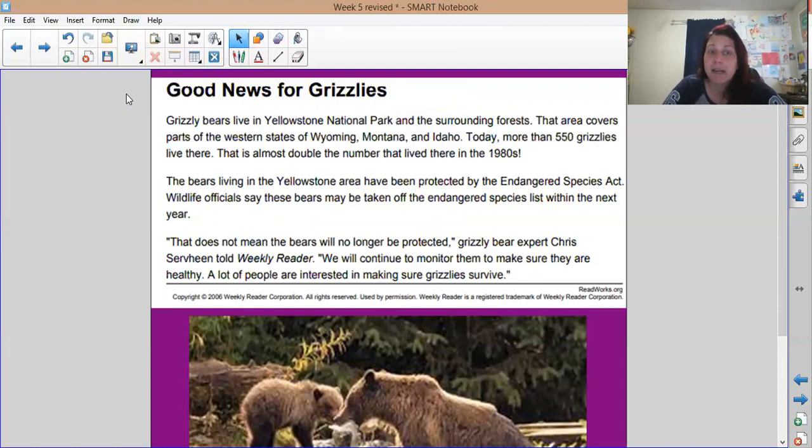The bears living in the Yellowstone area have been protected by the Endangered Species Act. So here we go with the laws that help protect them. What are they telling people that they can't do? Wildlife officials say these bears may be taken off the endangered species list within the next year. So they actually are on the endangered species list then. They are on it. Hopefully, if enough of them are procreating and they're multiplying and their population is going up, then they will be taken off of that endangered species list.